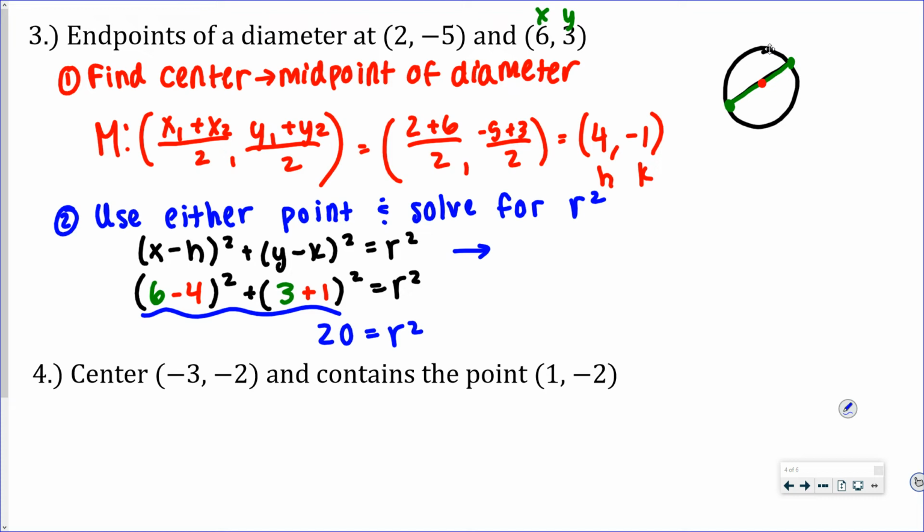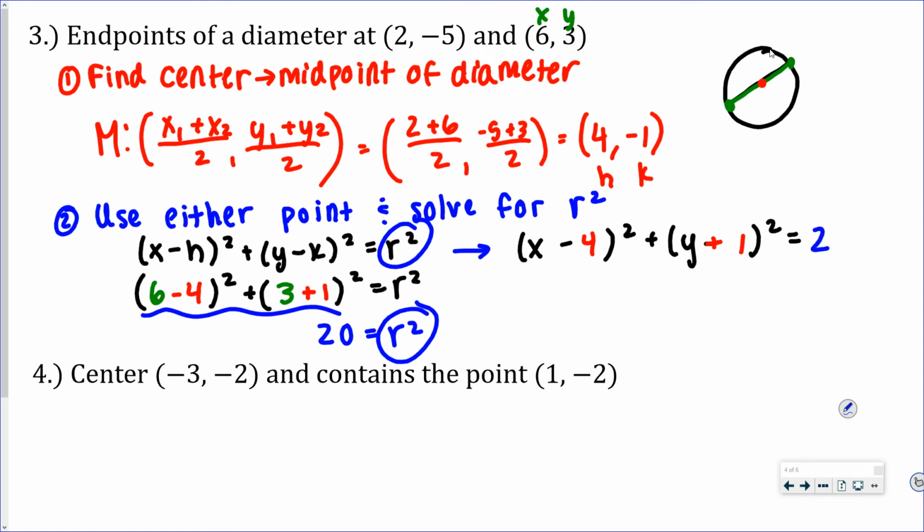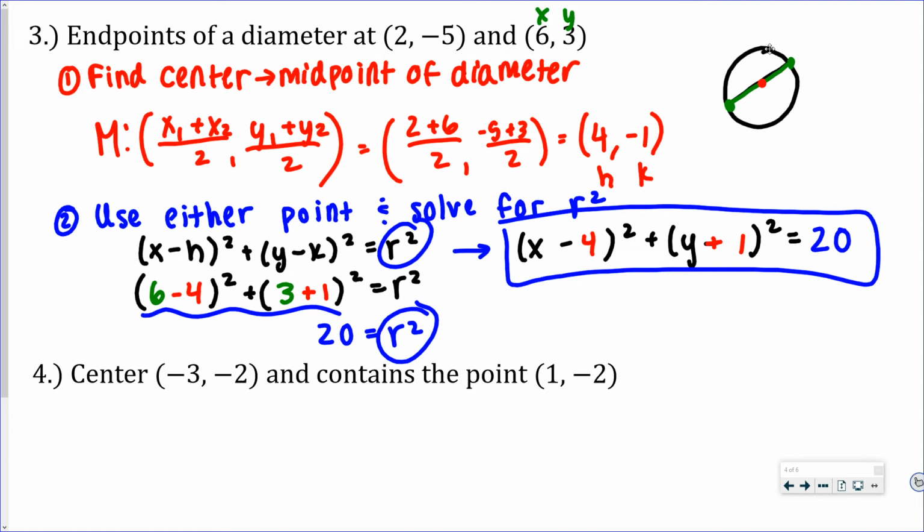But in order to write my equation, I would just plug in my center, which is 4 and 1. And then I would just plug this in for r squared. R squared is 20. There you go. If you were to find the radius, you would just square root 20. And then when you go to plug it back in, you just re-square it. So it just kind of saves you an extra step. I like doing that instead of the distance formula.